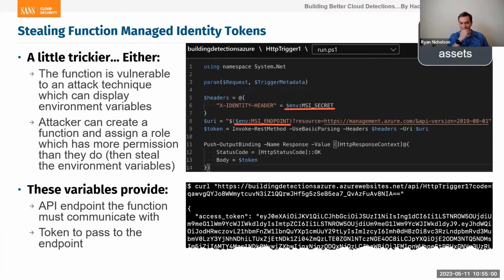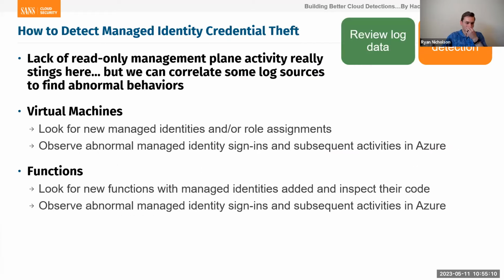So again, once we have access to that environment variable information, we just access that URI, and again, boom, there's our access token, just found in a slightly different way, all right?